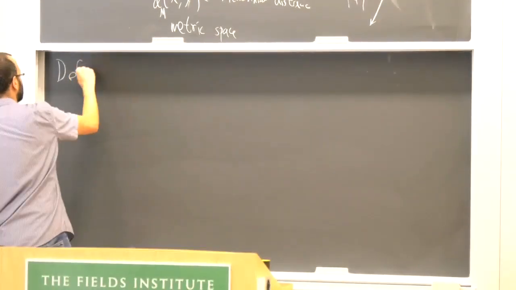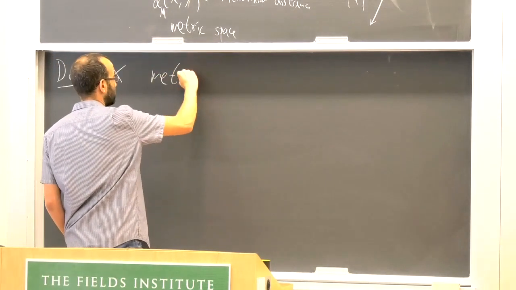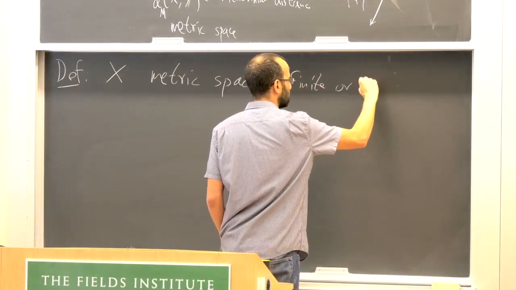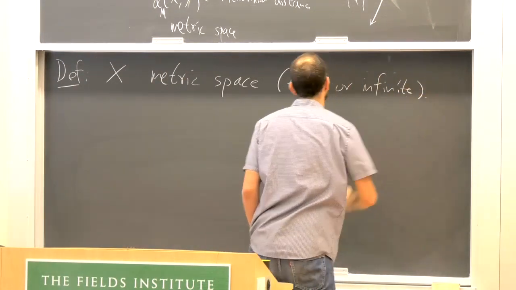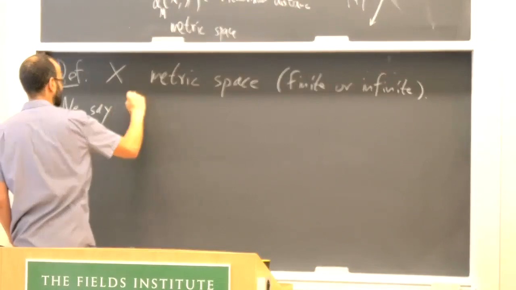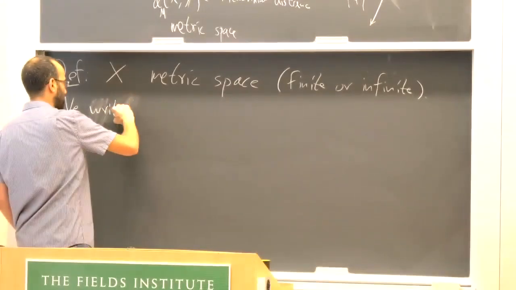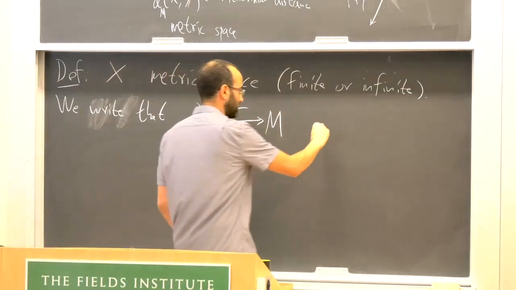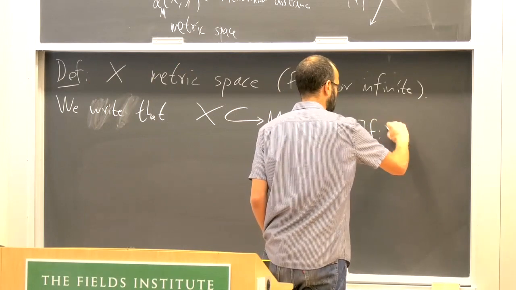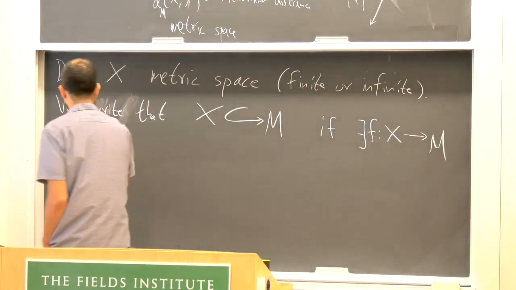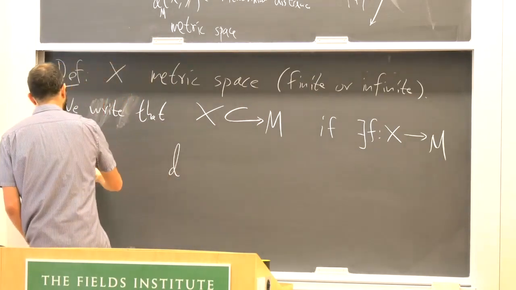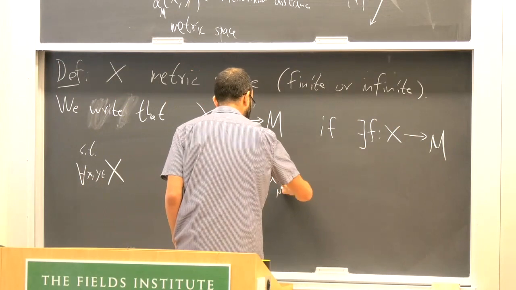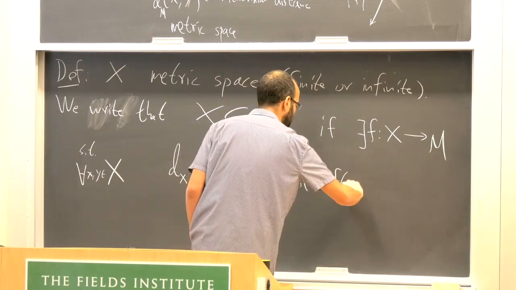So, definition: suppose that X is a metric space. So you have some distance function. It could be finite or infinite, we don't care. Then we say that X embeds in M, and we write this symbol, if there is a map from X to the manifold which preserves distances. So for any x and y, the distance between x and y is the same as the distance between f of x and f of y on the manifold.